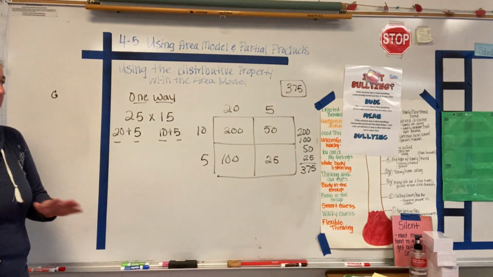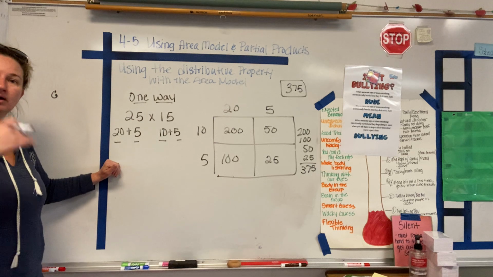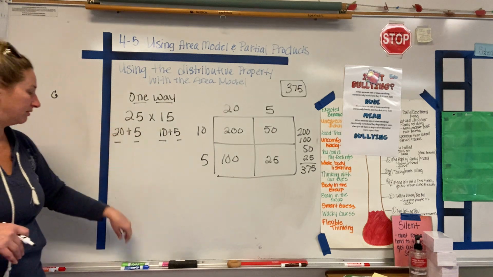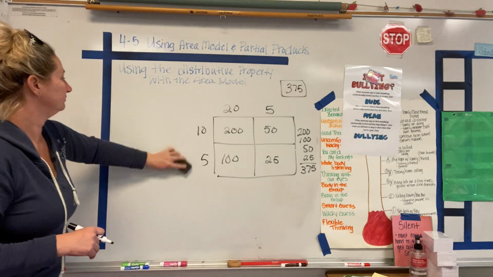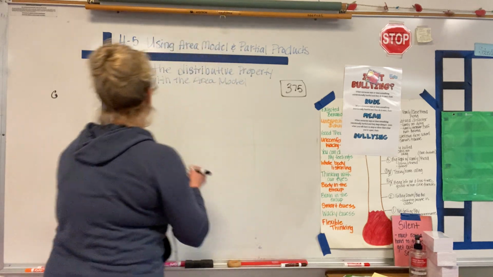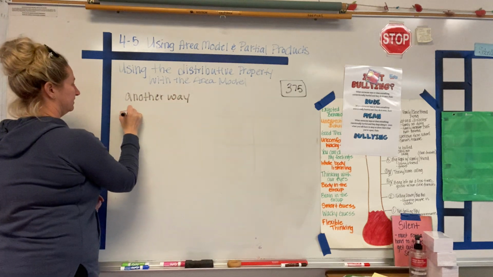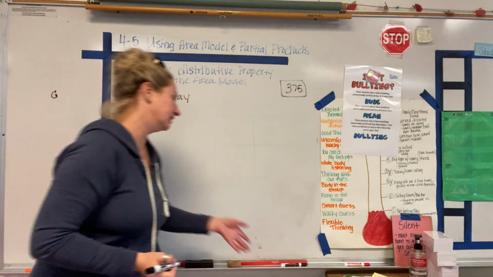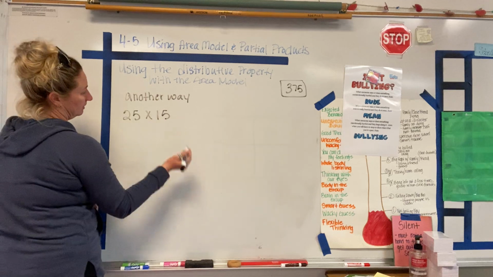Okay, so you can pause the video to write this example down, and then I'm going to erase it and show you one of the other ways that we can use the area model and the distributive property to solve this problem. So I'm going to erase it. Okay, so this is another way. And we're using the same numbers, 25 times 15. Okay, so in this one, we're going to break apart the 15.